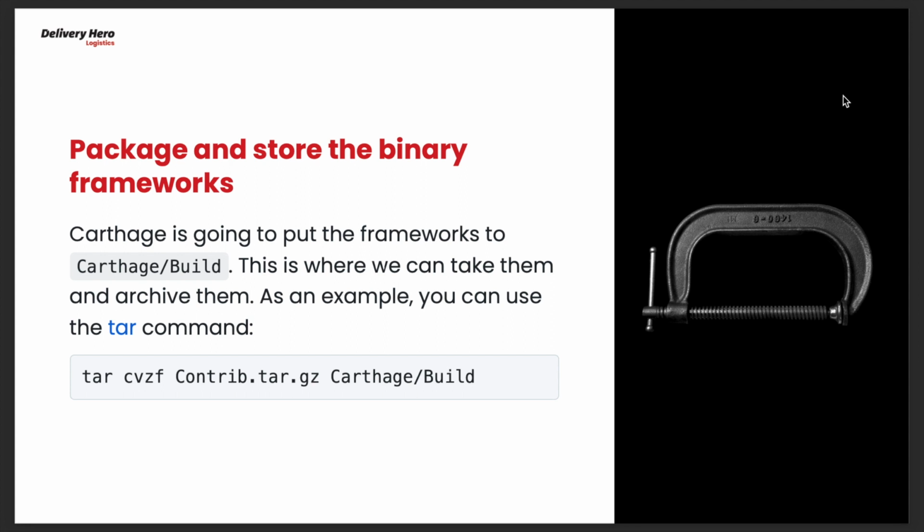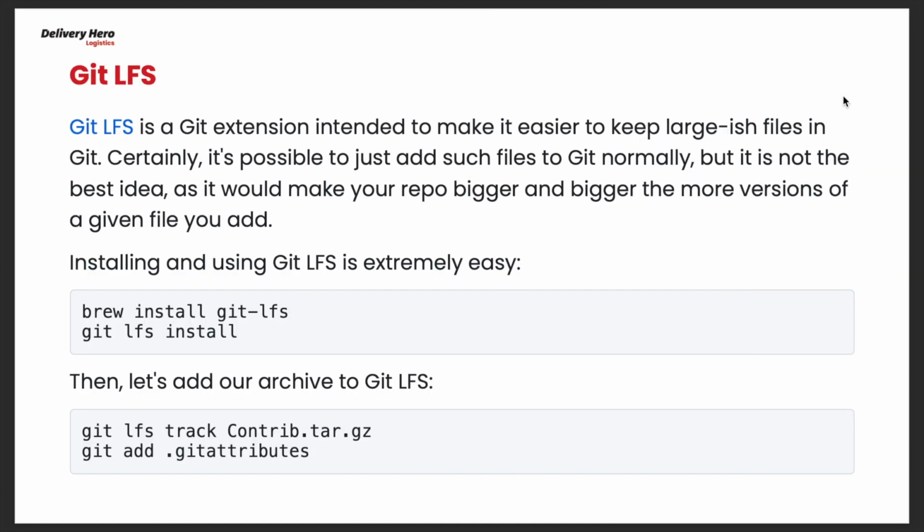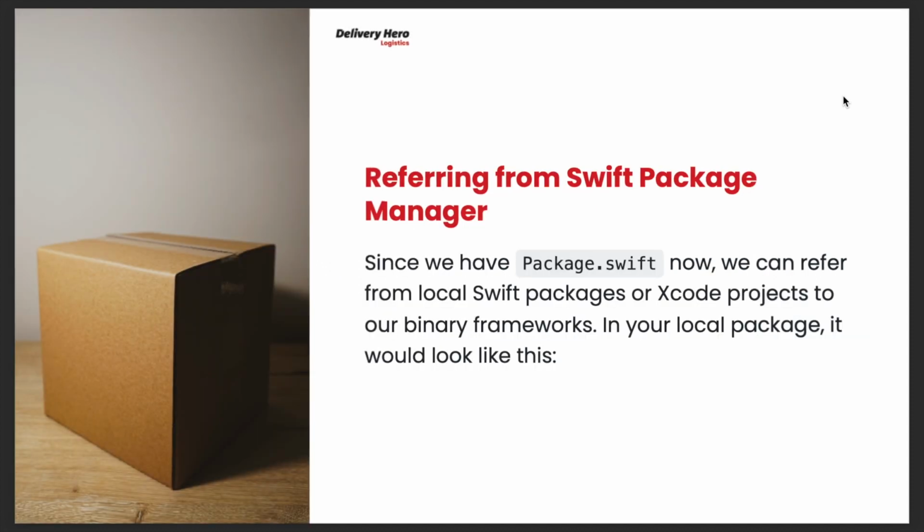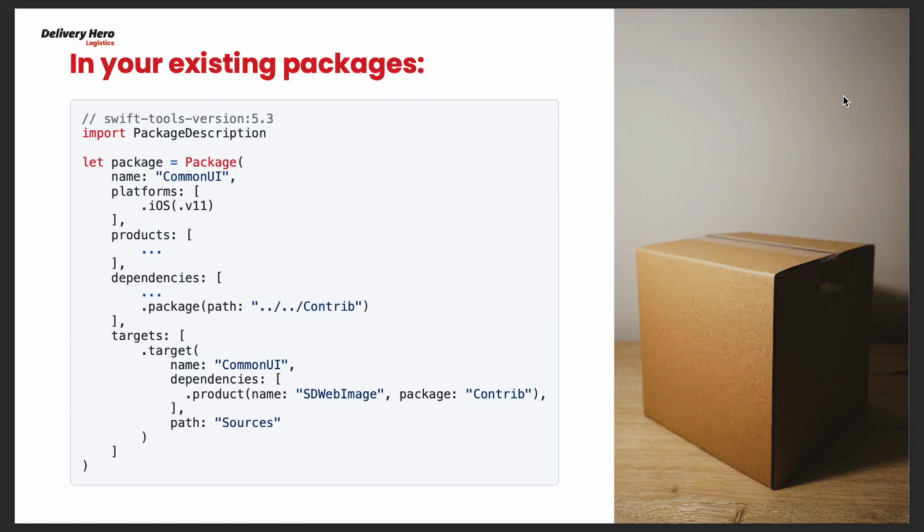Then you compress it with your favorite compression and put it into Git LFS, which works great when you package it, and when you want to use it, you do the opposite: pull it from Git LFS and unpack it. Then, in turn, you want to reference the fact that you're using those frameworks from other Swift packages locally. For this, you can just use a package based on path, and in your target specify a dependency, for example SDWebImage, inside of the package. In our case, we call it Contract.